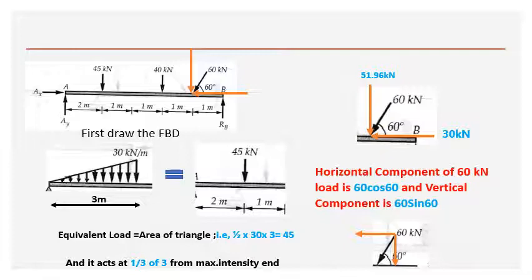So we have drawn the free body diagram. We have converted the UVL into point load. We have resolved the inclined loads into its horizontal and the vertical component, or the X and the Y components. What is the next step? Next step is to apply conditions of equilibrium.